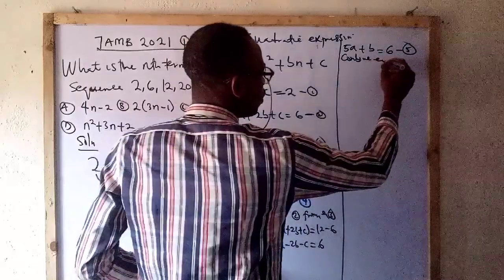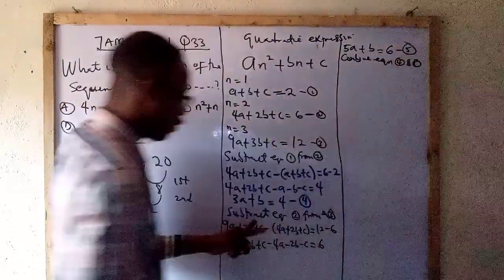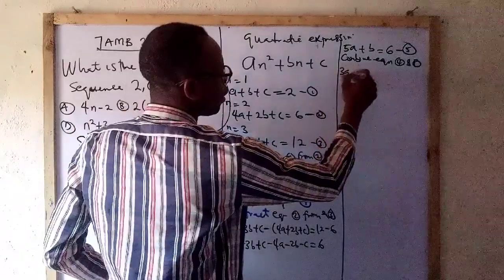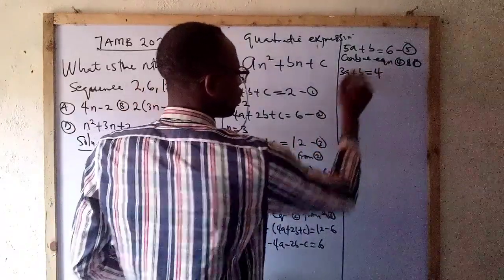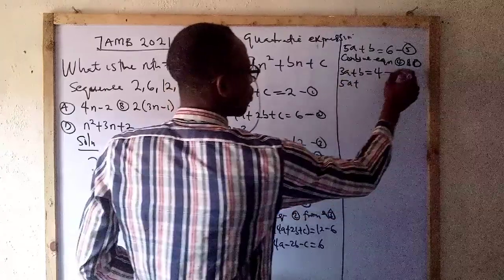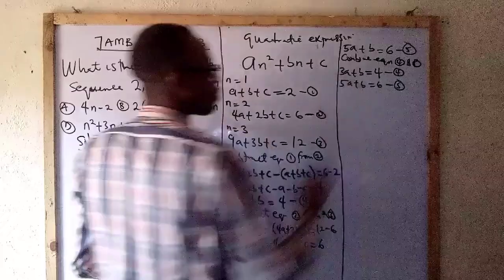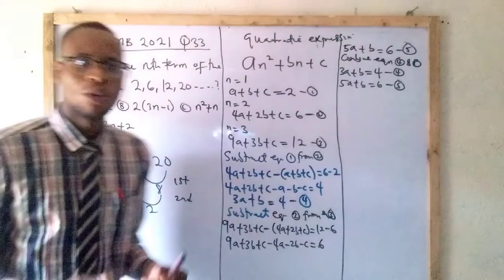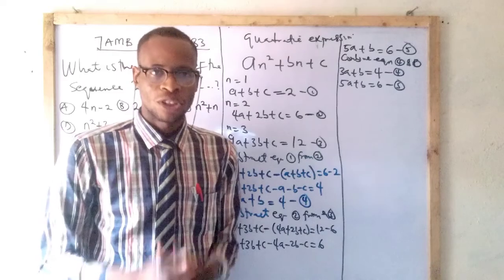So I'll now combine, since I have equation 4 and equation 5 to be reduced, I'll now combine equation 4 and 5. So if my equation 4 says 3a plus b is equal to what? 4. Then also 5a plus b equals 6, this is equation 5. So what am I going to do here? I'm going to subtract, because I'm going to apply what we refer to as the elimination method in simultaneous linear equations.